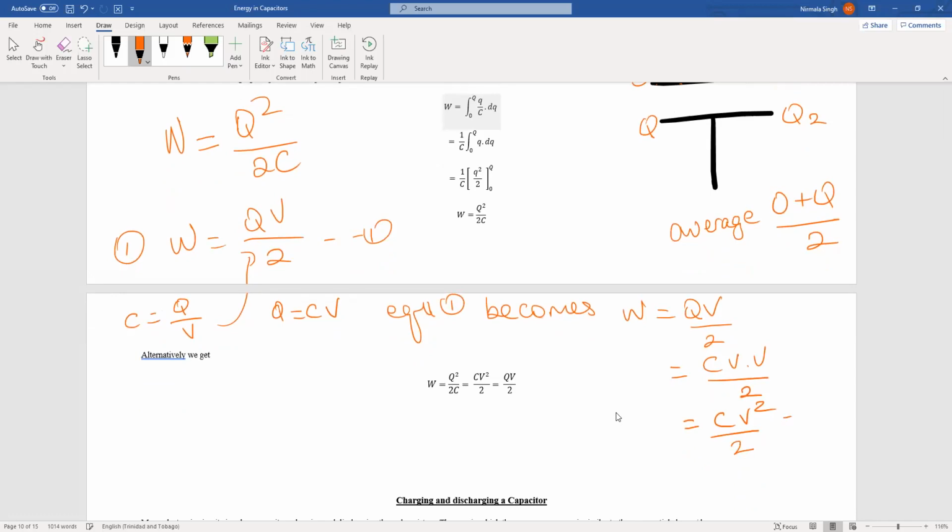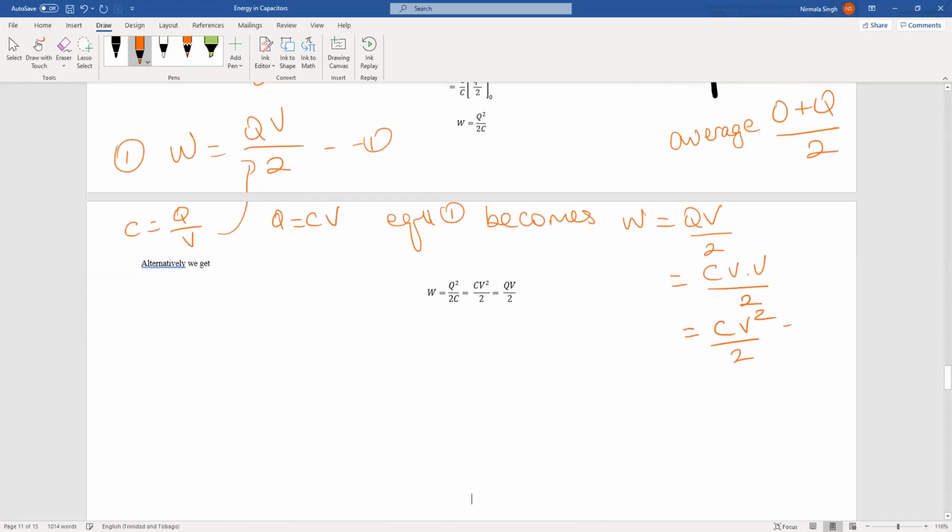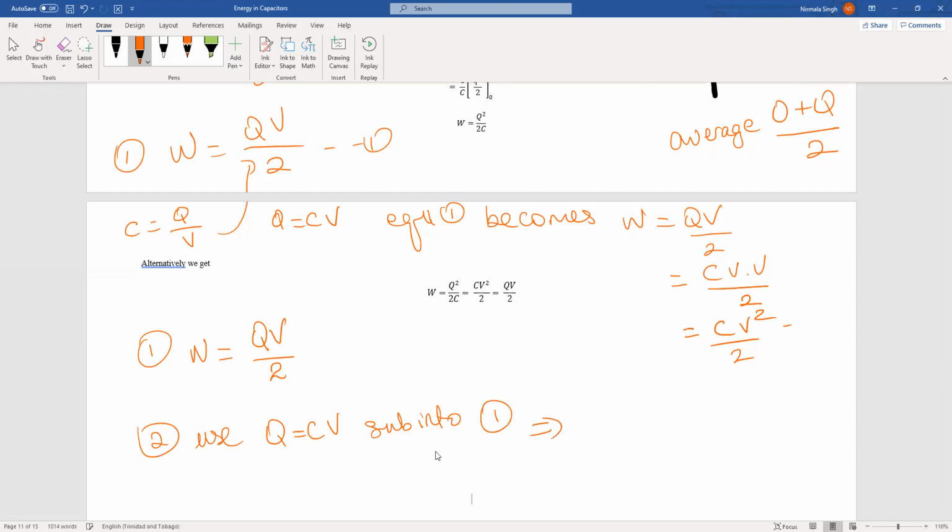Let's just write this down properly. So you'll learn how to do this variance with all the equations that you have. So equation 1, your base equation, is work, or the energy stored in the capacitor, is charge by voltage over 2. To get my second equation, we use Q is equal to CV, and we substitute it into 1 to give us work is equal to QV over 2, which gives us CV by V over 2, and we get CV squared over 2. So that's our second equation.